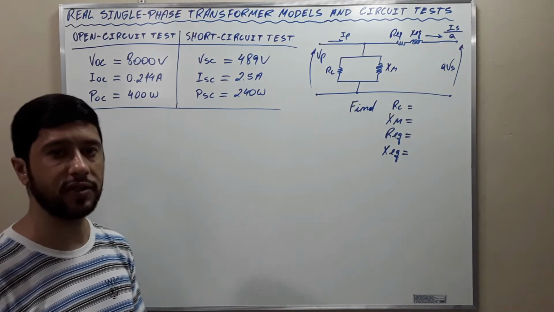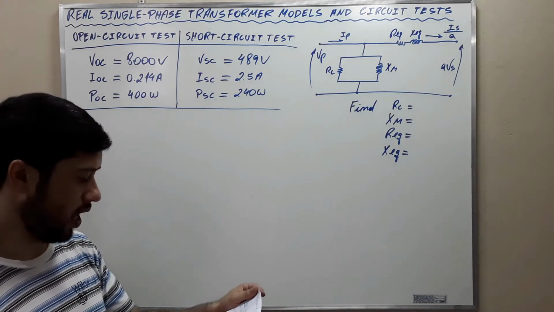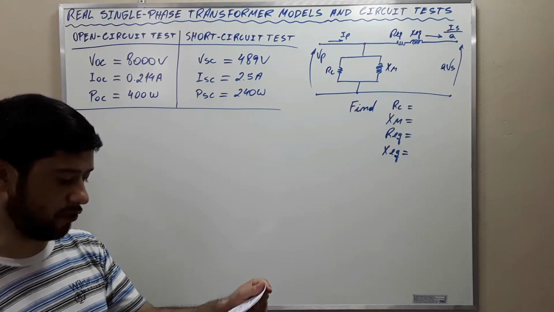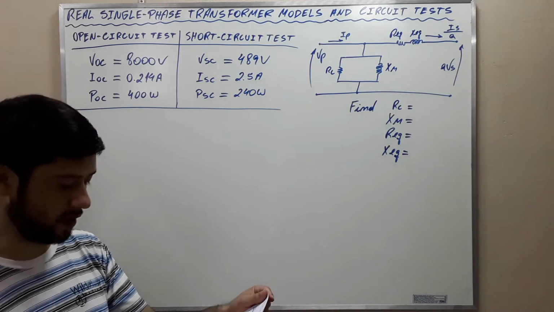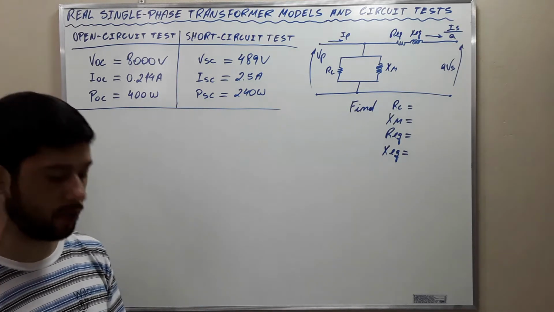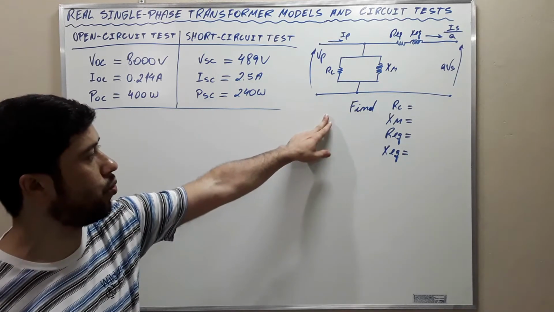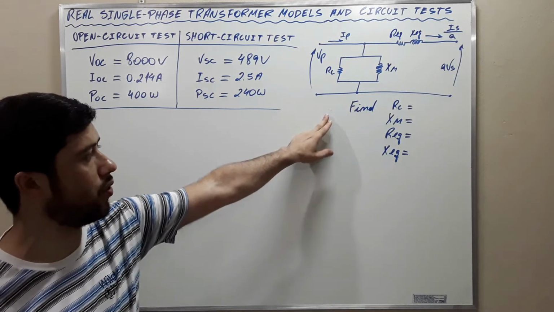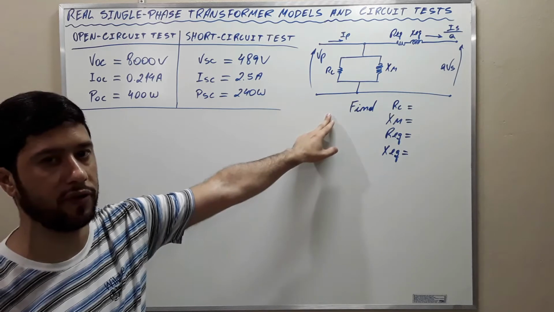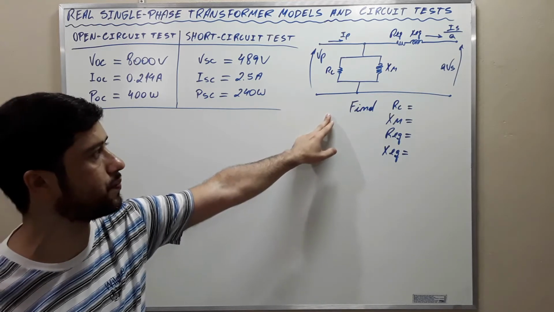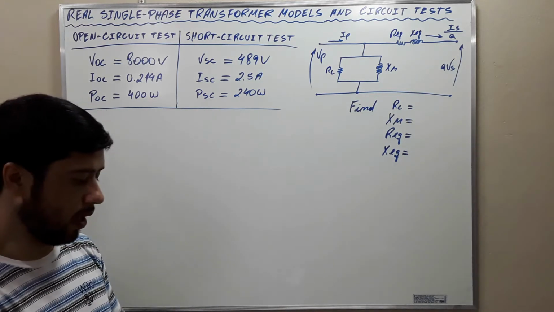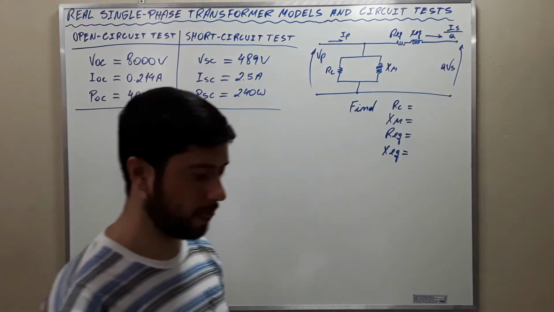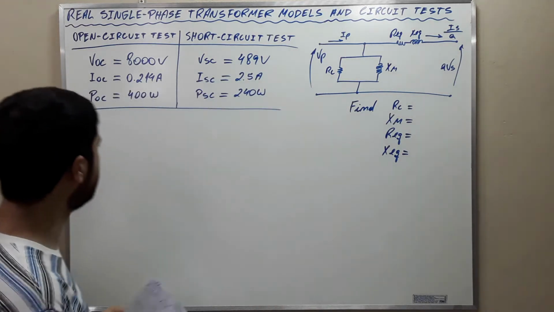And the exercise asks us, find the impedances of the approximate equivalent circuit referred to the primary side. So this is what we need. We are going to find this equivalent circuit referred to the primary side. Okay, let's do it, folks. The solution.